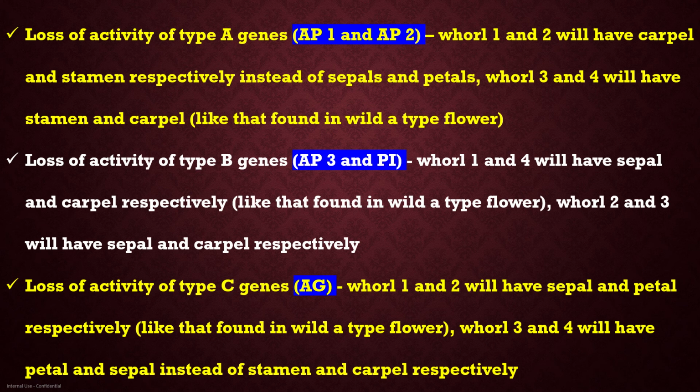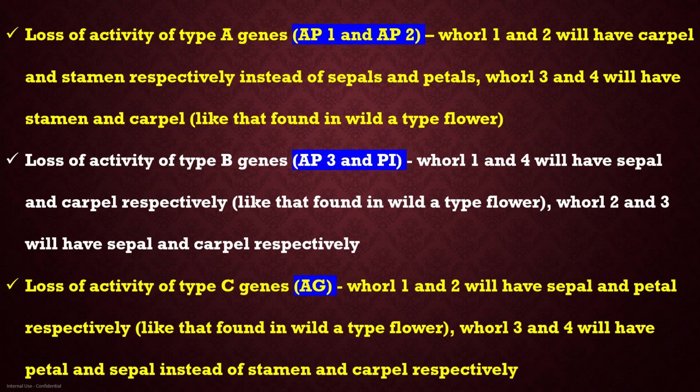Whorl 1 and 2 will have carpel and stamen respectively instead of sepals and petals. Whorl 3 and 4 will have stamen and carpel like that found in a wild type flower. While the third and the fourth remain normal, the change is only noticed in whorl 1 and whorl 2. Why? Because whorl 1 and whorl 2 are mainly specified by the activities of type A genes.